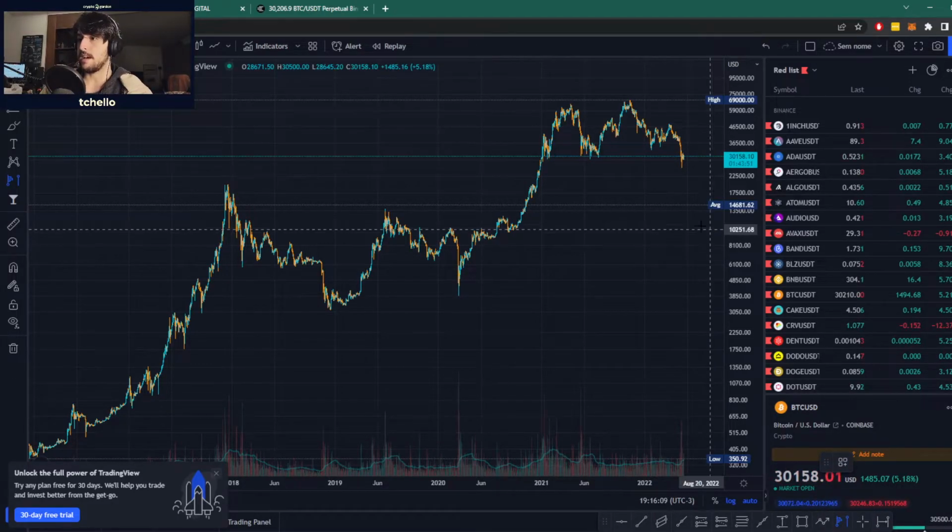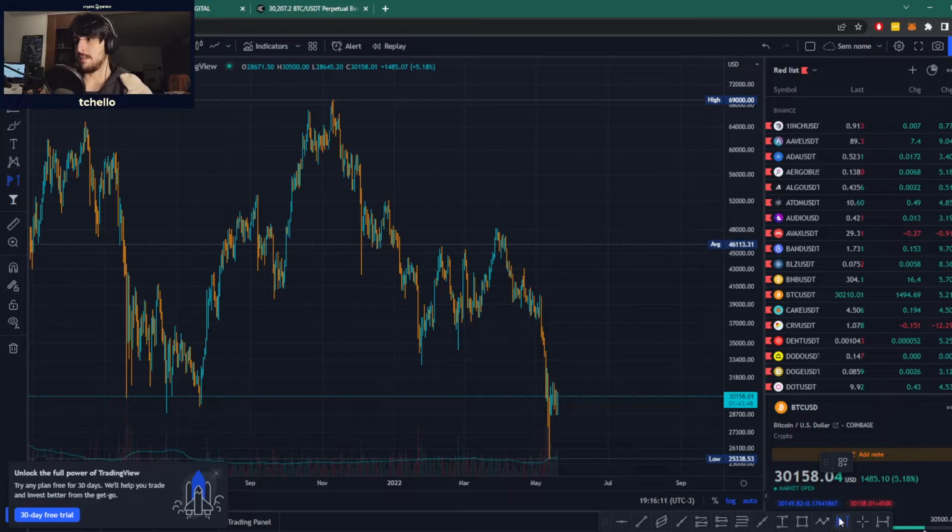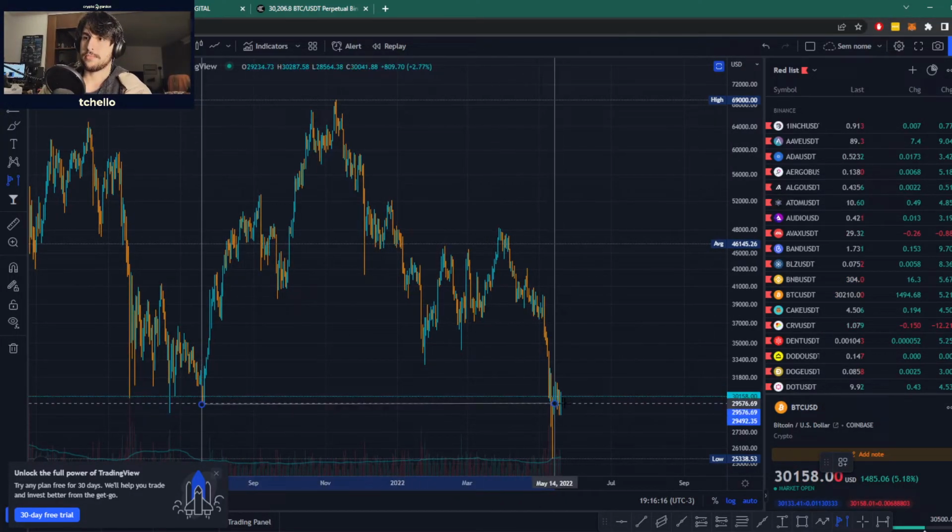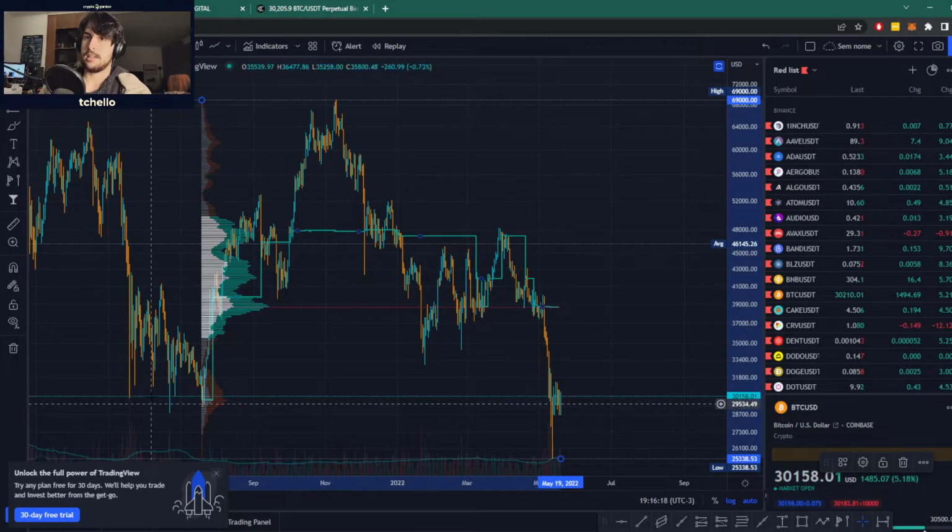You don't need a paid account or anything. And this is the volume profile here. And you can just drag, and just look at it. And this is basically the volume traded at each price point.